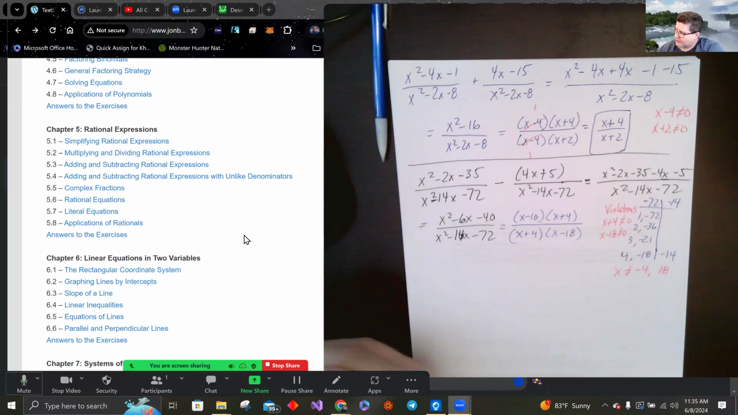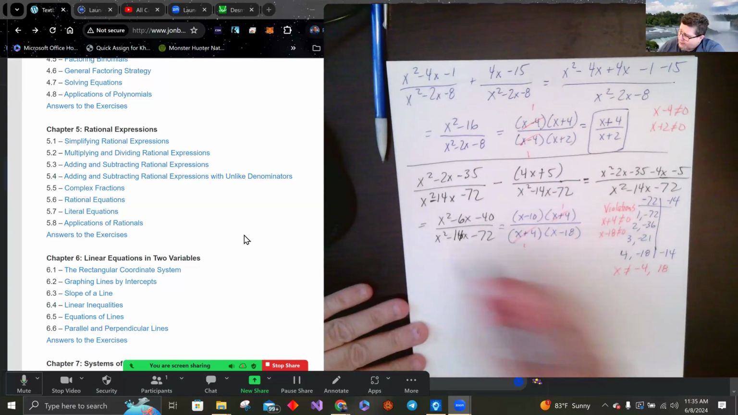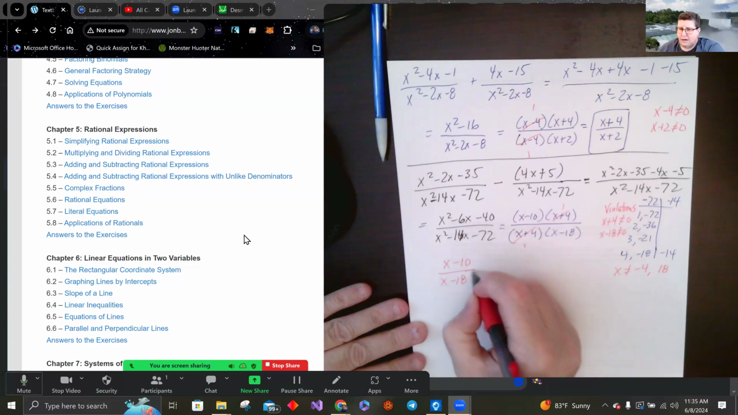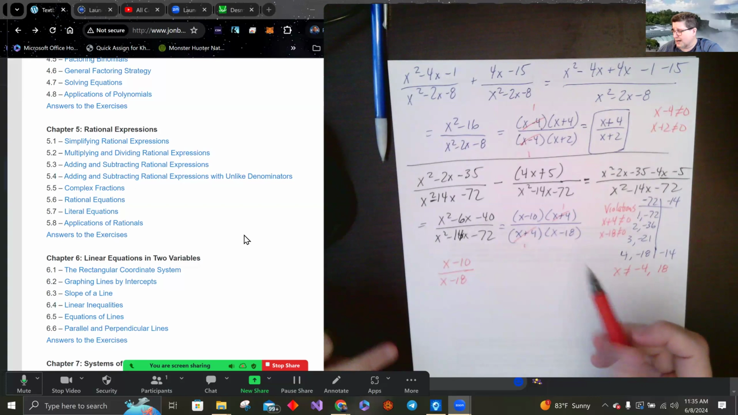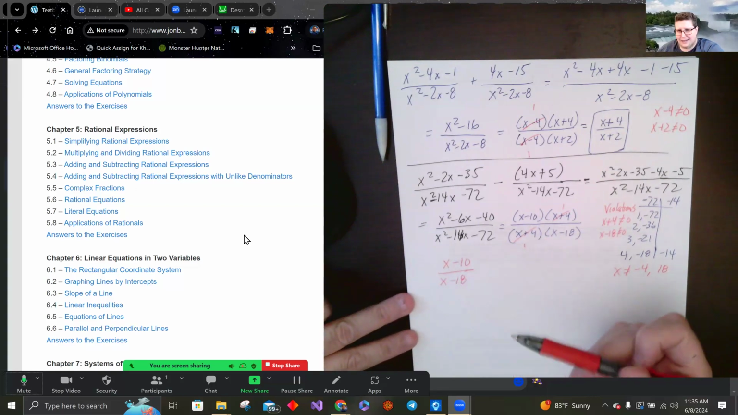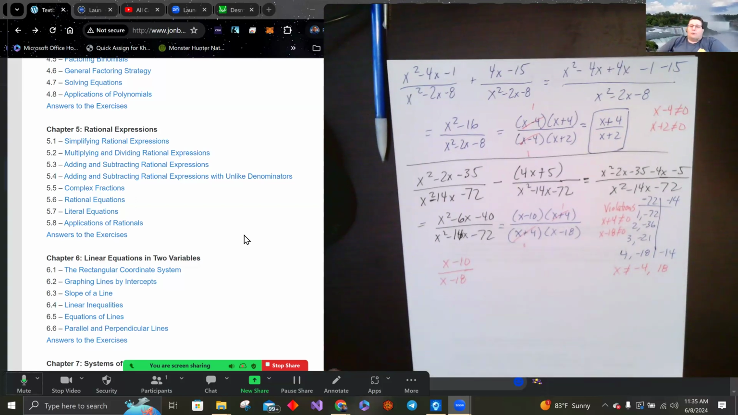We will cancel like terms. x plus 4 appears on top and bottom. And we're left with x minus 10 over x minus 18. Remember, there's subtraction between these. I can't cancel out x's, even though I see an x on top and bottom. They are not multiplied by everything on top or on bottom, so I can't cancel x's. Okay? So that'll be the simplified form there.